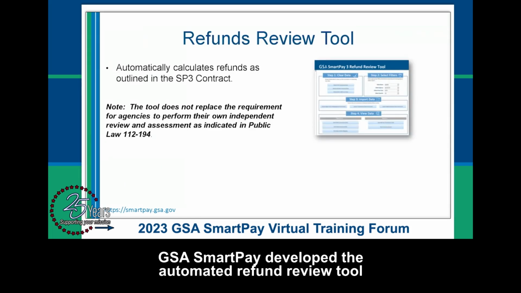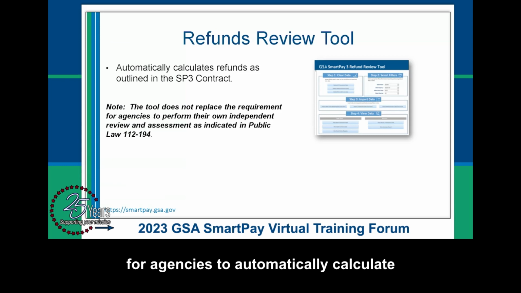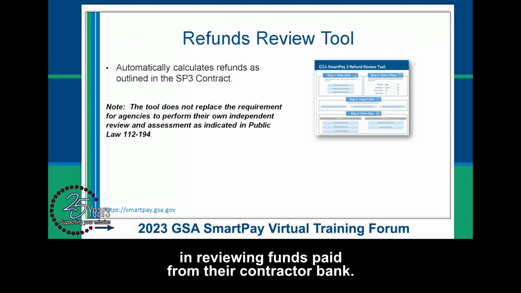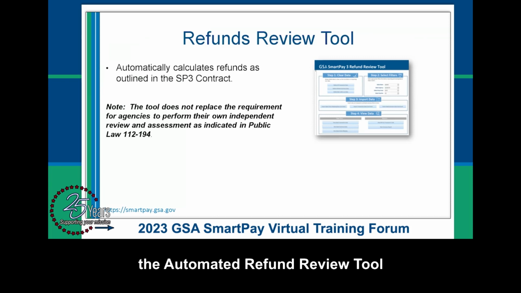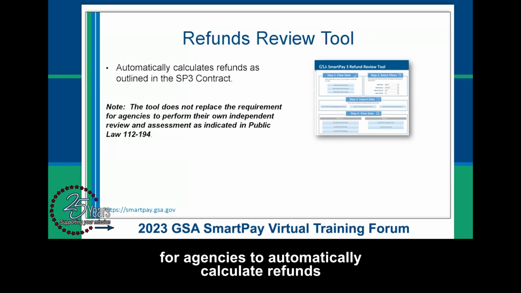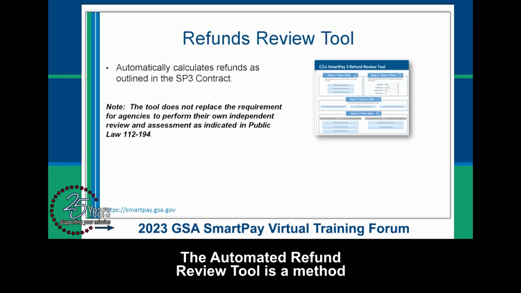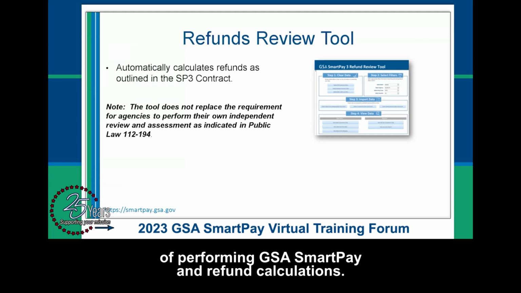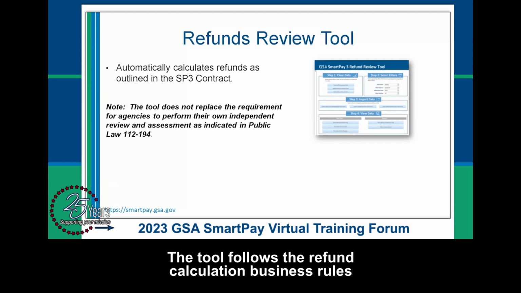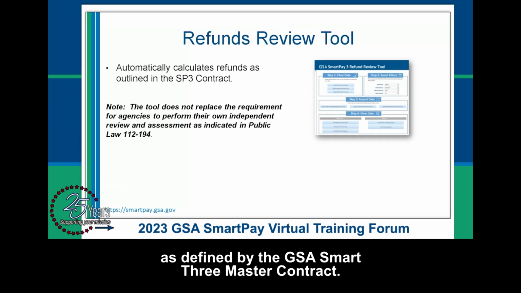GSA SmartPay developed the automated refund review tool for agencies to automatically calculate refunds on a quarterly basis to aid customer agencies in recalculating and reviewing funds paid from their contractor bank. The Center for Charge Cards Management, CCCM, Data Management Division developed the tool. The automated refund review tool is a method of performing GSA SmartPay refund calculations. The tool follows the refund calculation business rules as defined by the GSA SmartPay 3 Master Contract.